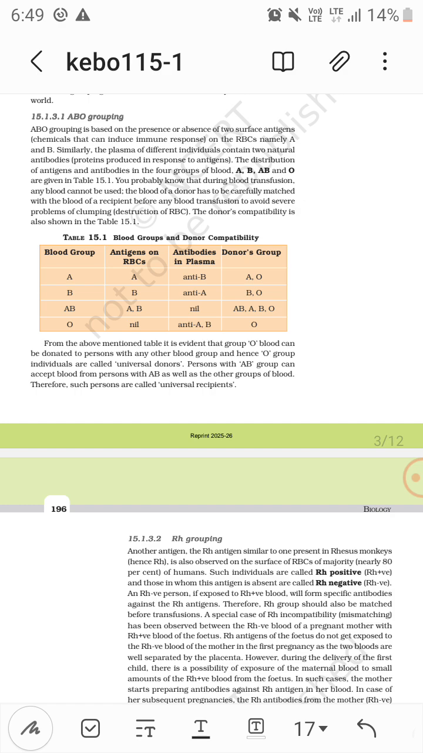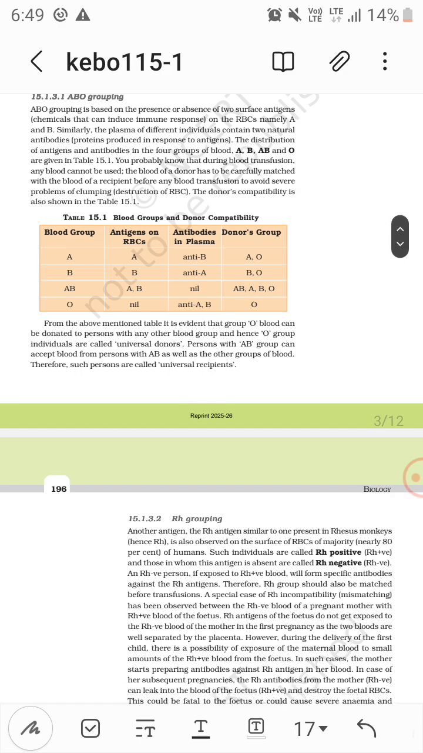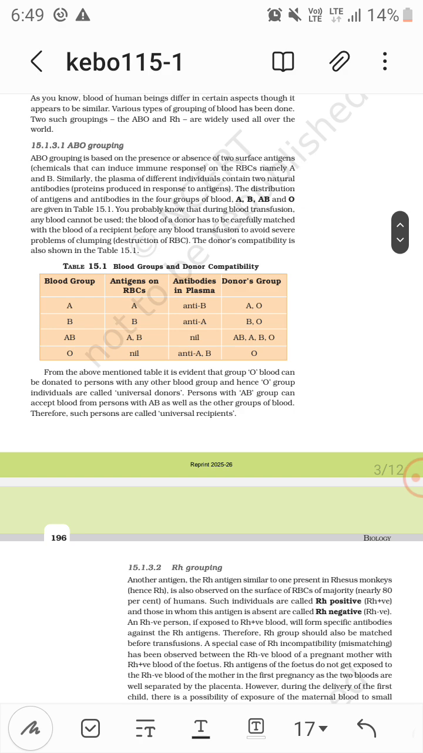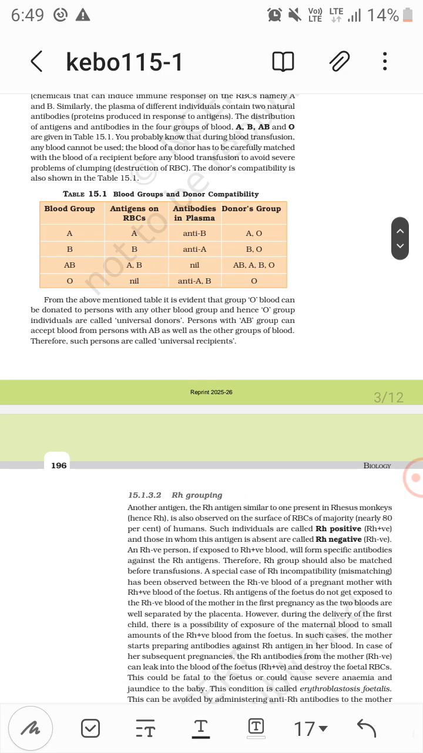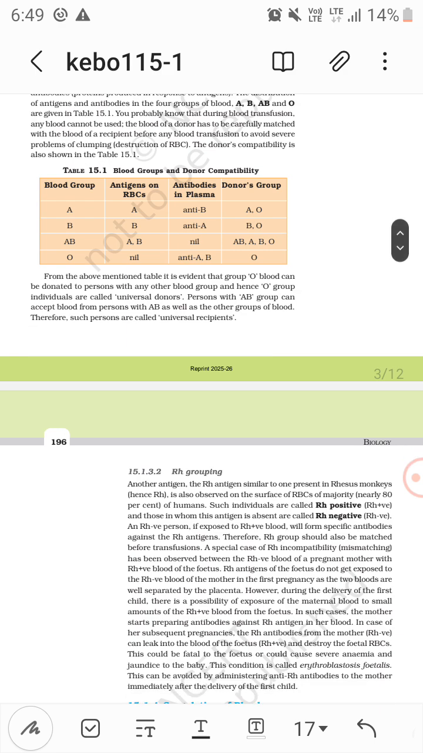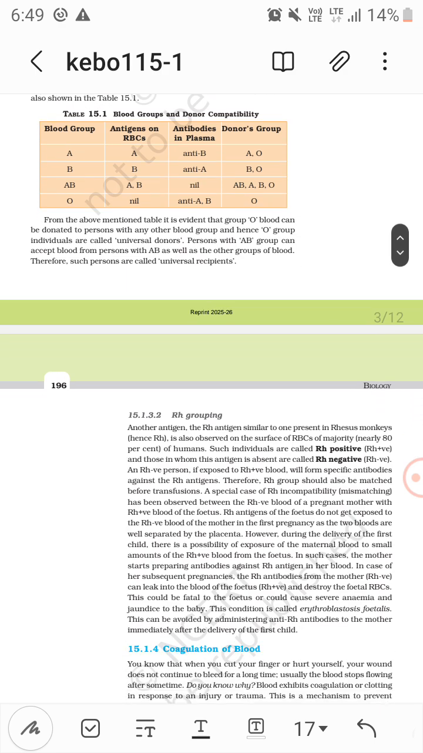And B has the opposite antibody, anti-A, in the plasma. O does not have any antigen, so antibody A and antibody B are present in its plasma. And AB, because it does not have any antibodies in the plasma, is the universal recipient. It can receive from any blood group. And O is the universal donor.